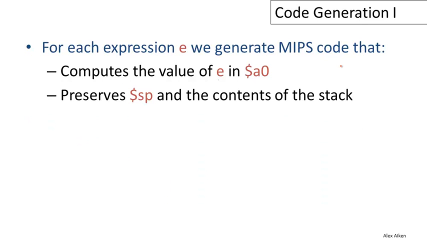Now, to do code generation for this language, we need to generate code for each expression e. We need to produce MIPS code for each expression e that accomplishes two things. First of all, that code is going to compute the value of e and leave it in the accumulator A0. So when the code for e is done, the value of e will be stored in the accumulator. And furthermore, the generated code for e is going to preserve the stack pointer and the contents of the stack. That means whatever the stack is when we started executing the code for e, the stack will be exactly the same after we're done executing the code for e.